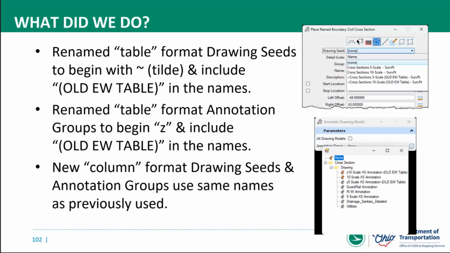And then for the annotation groups, this probably frustrates you just like it does us. Those don't sort very well, and they also don't accept the tilde. So we used a Z on there and included the words old earthwork table. You'll see in the screenshot that none of them sort well, so please pay attention when you're trying to select which one you want to use. And the new column format drawing seeds and annotation groups actually use the same names as what were previously used, so those will be the new defaults.